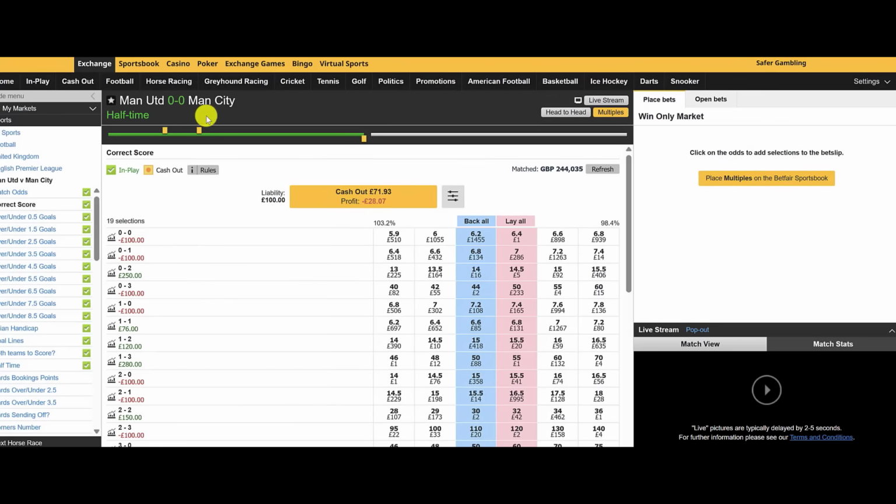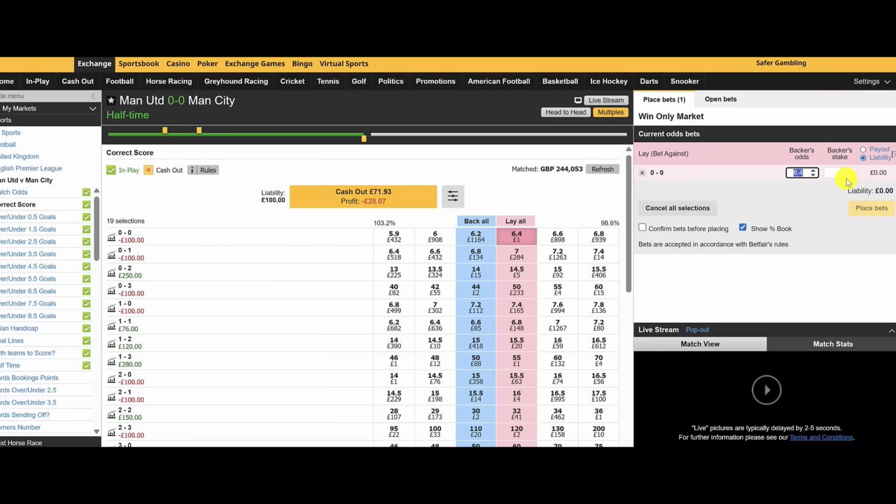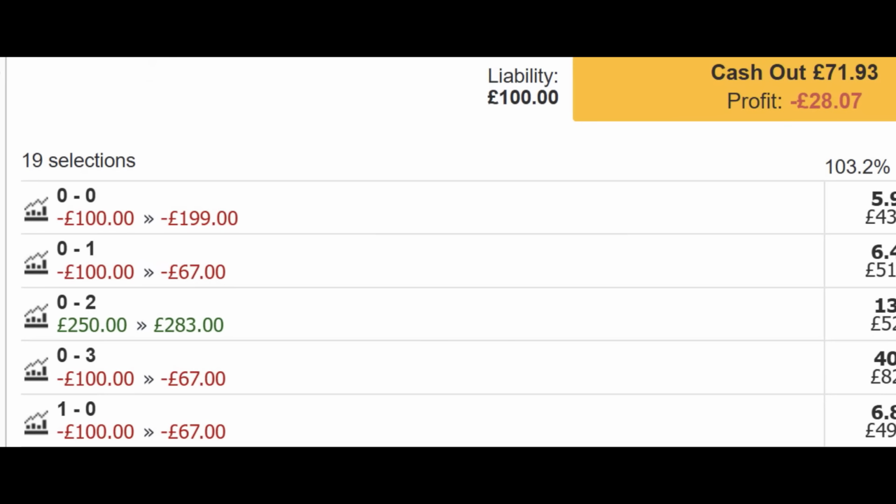So at half time, it's Man United 0, Man City 0. So a bit of a slow burner, and we're going to need 2 goals in the second half to hit any of our target scores. So we're going to start to deploy a bit of a plan B, which is potentially a damage limitation. So we're going to lay off, we're going to go full liability against the 0-0, but we're going to put in an order at 4.